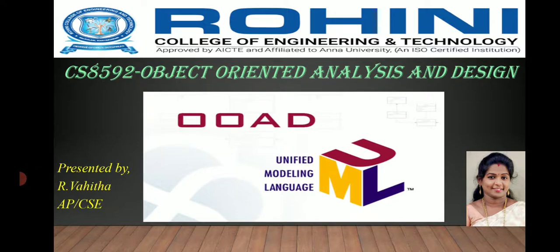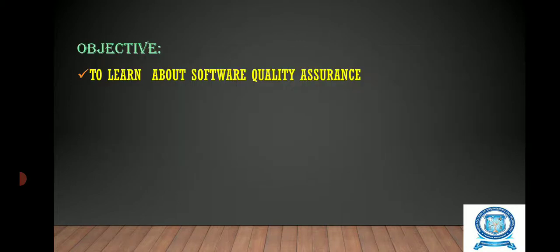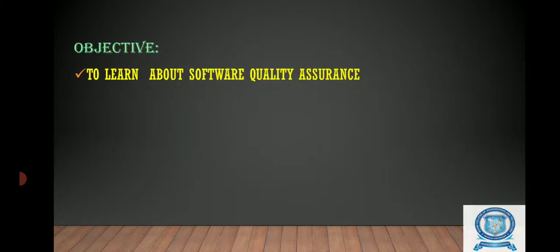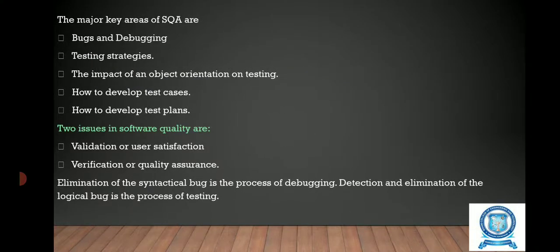I am here to explain a few topics of the subject CS8592 Object Oriented Analysis and Design. Here we are discussing software quality assurance. The objective is to learn about software quality assurance. The major key areas of software quality assurance are bugs and debugging, testing strategies, the impact of object orientation on testing, and how to develop test cases and test plans.